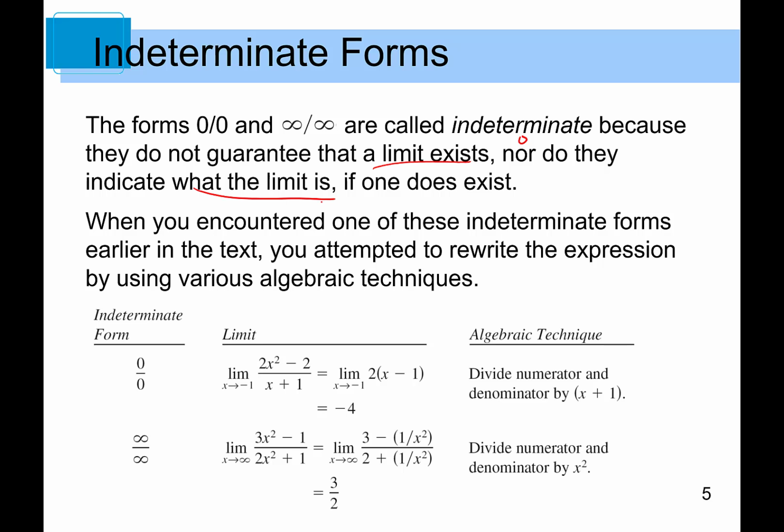So when you encounter one of these indeterminate forms, earlier we learned some techniques. You can use some algebraic technique to find a limit. For example, let's take a look at this limit: the limit as x approaches -1 of the function (2x squared minus 2) over (x plus 1).